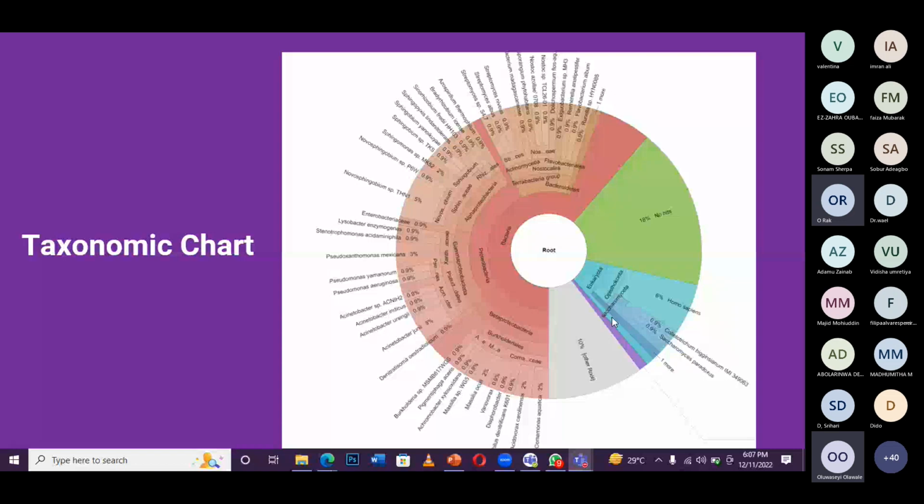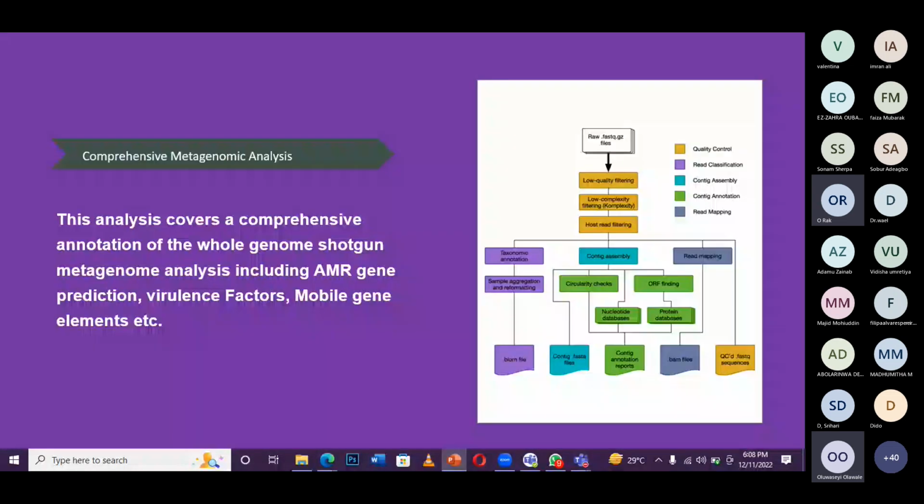And we have comprehensive genome analysis, where we'll be doing genome annotations and you'll be predicting AMR genes, virulence factors, mobile gene elements, transporter genes, drug targets, and all those things we'll be doing. So we have evaluating the antimicrobial resistance genes. But if you ask me, what is antimicrobial resistance? This is the ability of bacteria to resist the effect of antibiotic drugs that are commonly used to treat them.